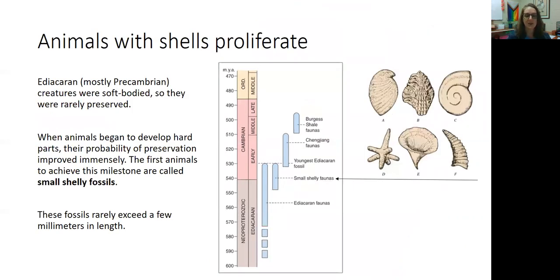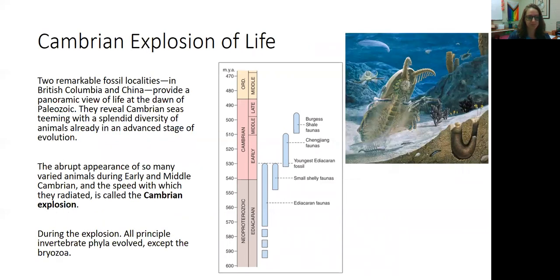All right, so during the early Paleozoic, animals with shells proliferated. They became very, very common. Remember that before the Paleozoic and the Precambrian, the creatures were marine and they were soft-bodied, right? So think like sponges and things like that. So they were very rarely preserved. It wasn't until these small shelly fossils became a lot more common that they became preserved as fossils more commonly. And so we have much more evidence of these organisms.